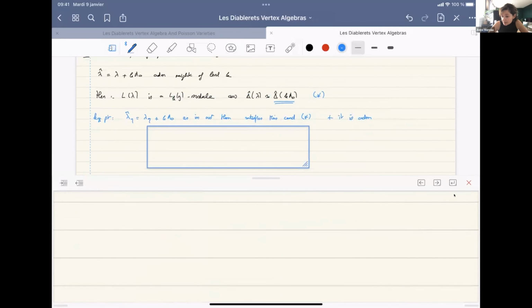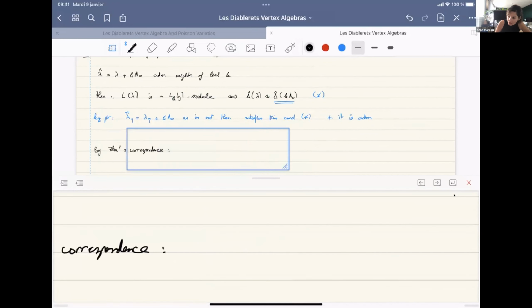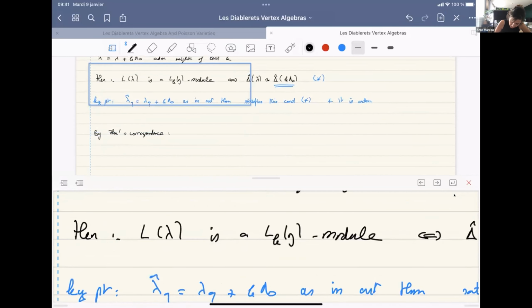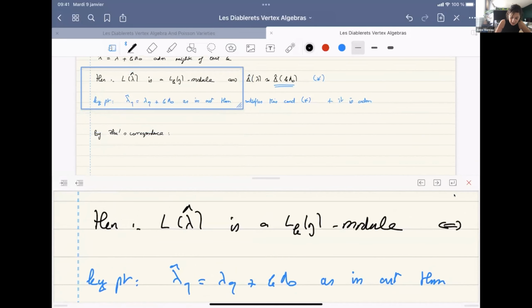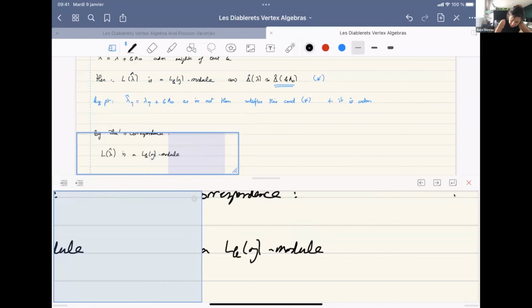So this is a key point. And now what is the link with associated varieties? The link is the following. By those correspondences, we have the following, sorry, here I forgot the hat. This is the weight associated with lambda hat, not lambda, sorry. So we have that this condition appearing in Arakawa's theorem is satisfied.